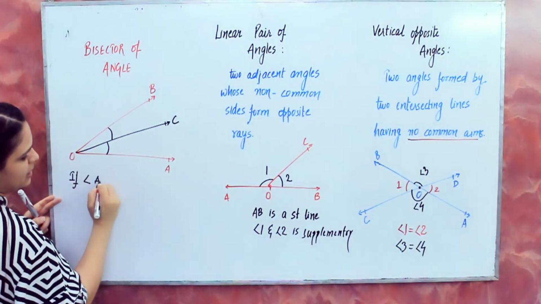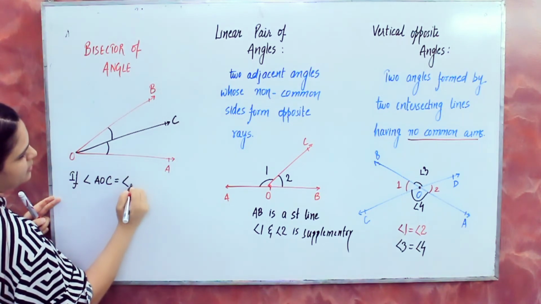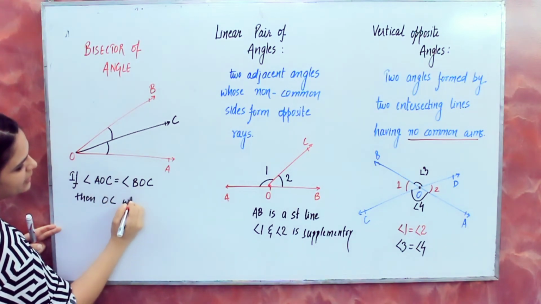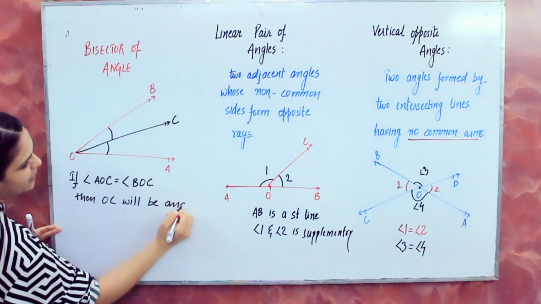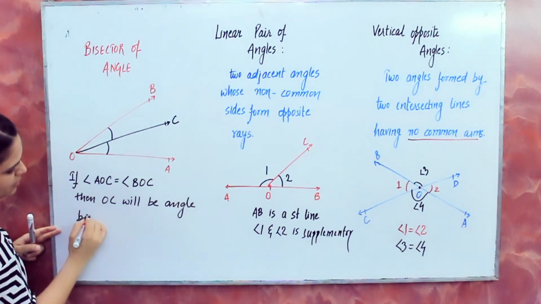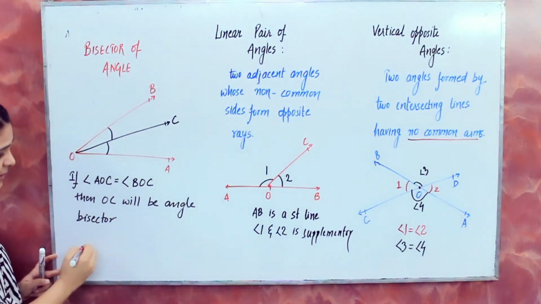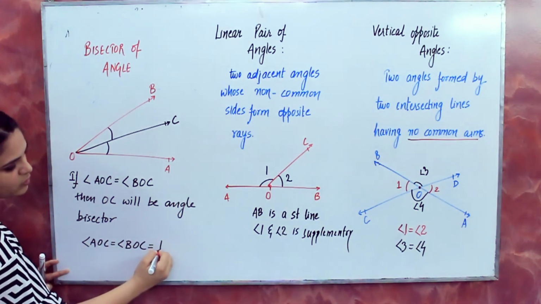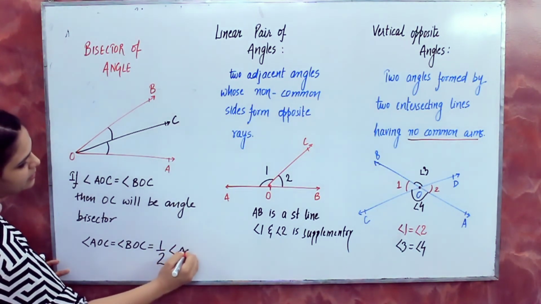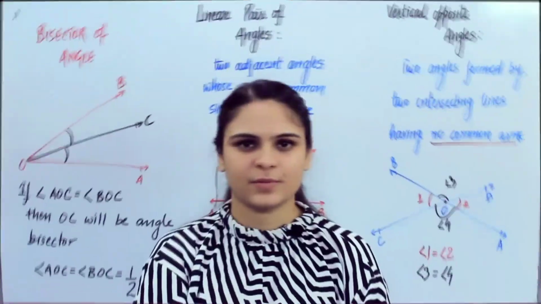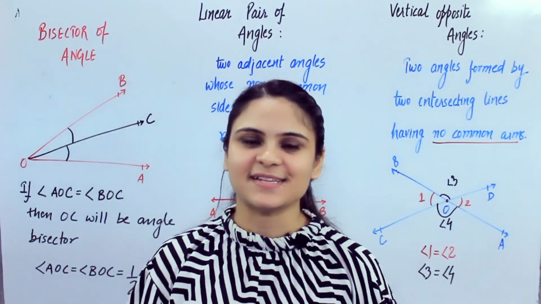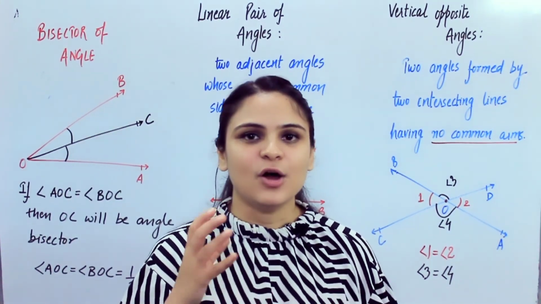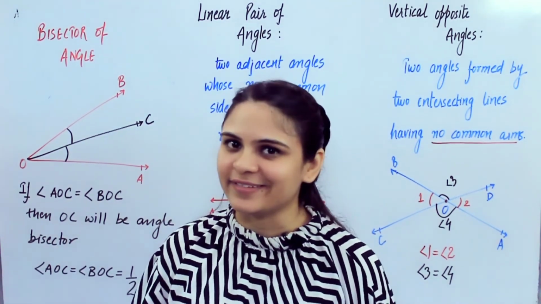If angle AOC is equal to angle BOC, then OC will be the angle bisector. And in this case, angle AOC is equal to angle BOC, each equal to half of this complete angle AOB. So this is all about angles and their types. In our next video, we will discover more angles like corresponding angles, alternate interior angles, alternate exterior angles, etc.